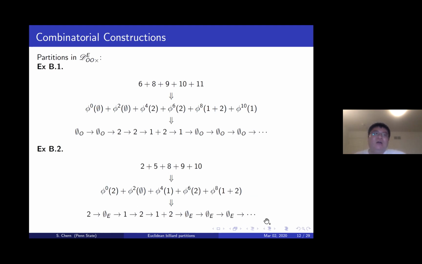And likewise, for partitions in D sub O cross through E, then we have this partition. So here we have empty, empty, 2, 2, 1 plus 2, and then 1. So we start with 2 empty partitions. But in this case, we need to change the 2 empty partitions as empty sub O instead of empty sub E for the previous examples. And likewise, for this partition, we can do the same thing. We have this infinite chain.